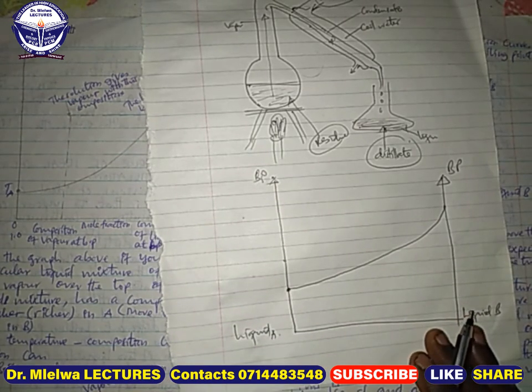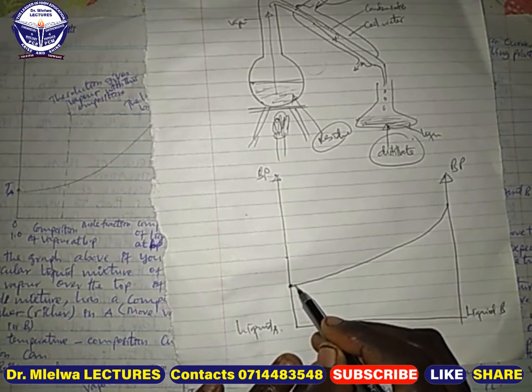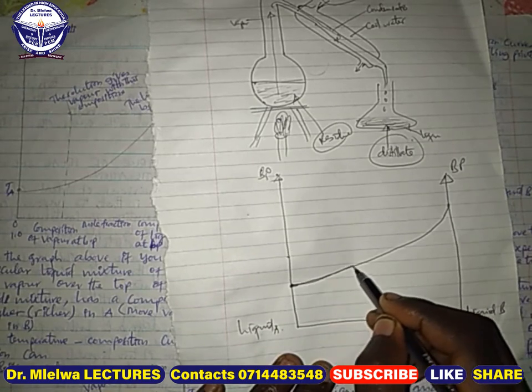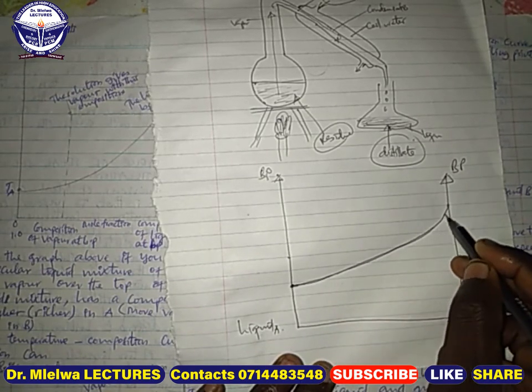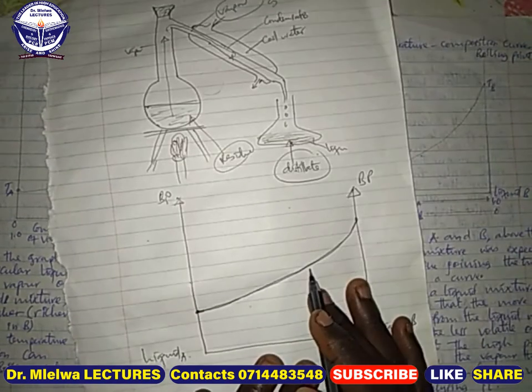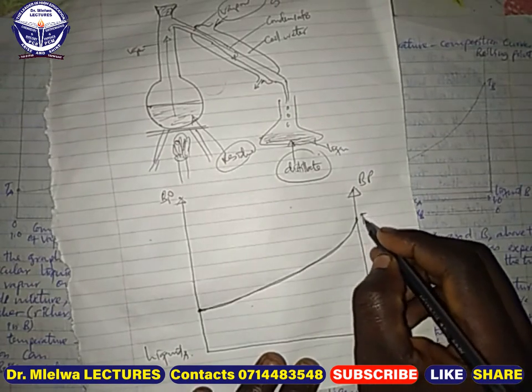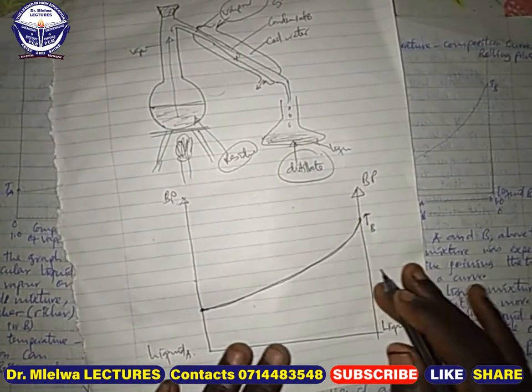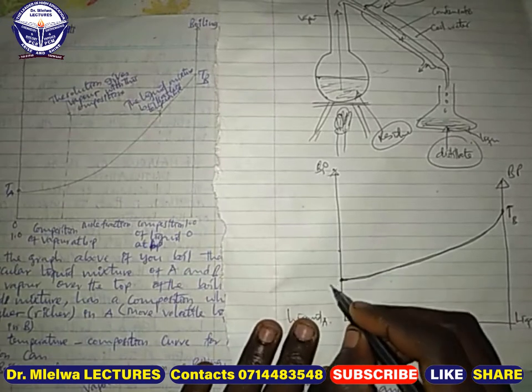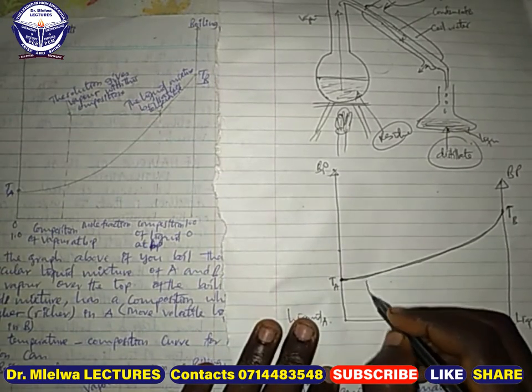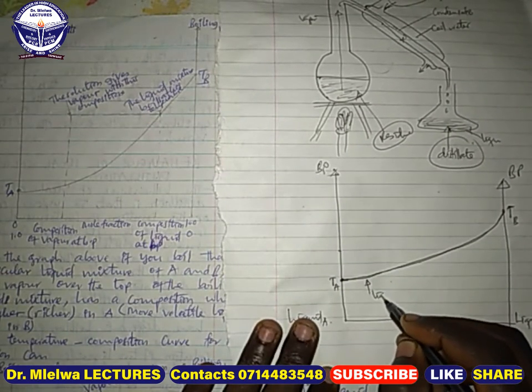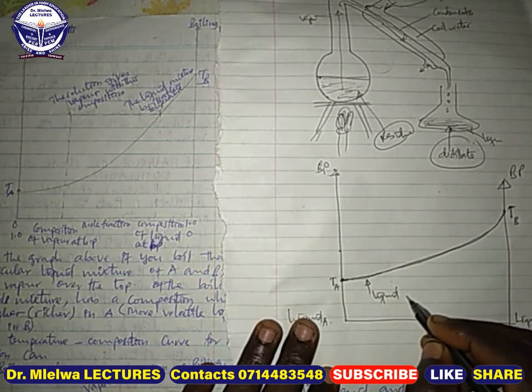Hiyo itakuwa ni liquid composition. So in the liquid phase, as temperature increases, B ndio itakuwa nyingi. This is the boiling point for B, or boiling temperature for B, and this is the boiling temperature for A. This is the liquid phase.